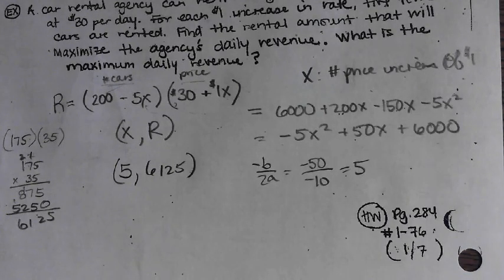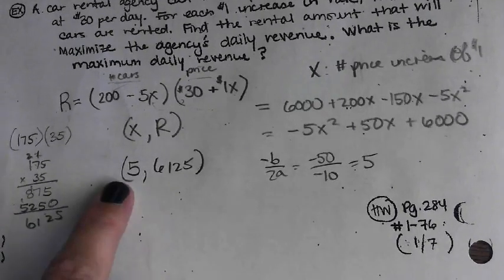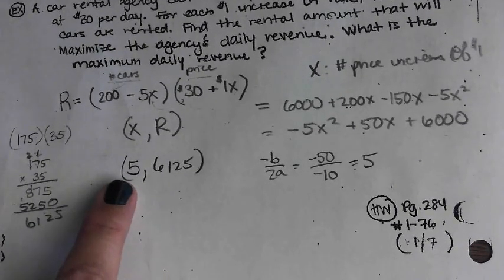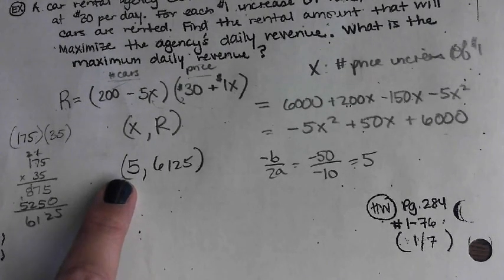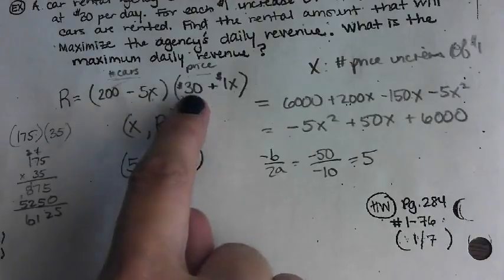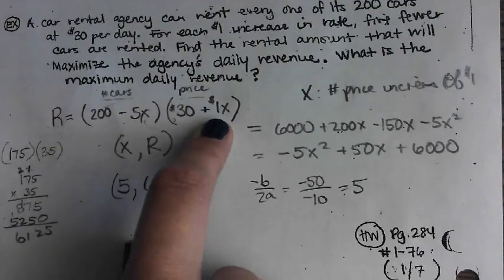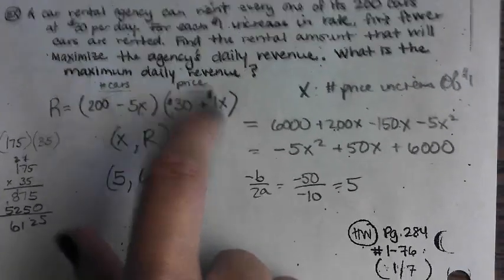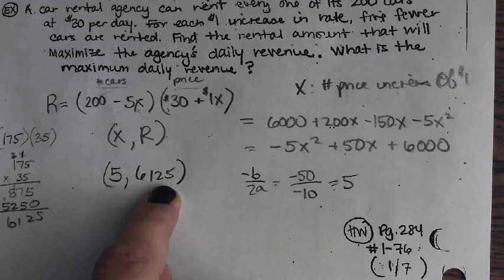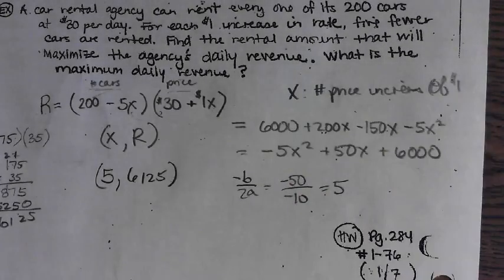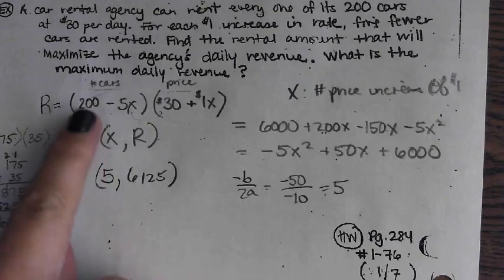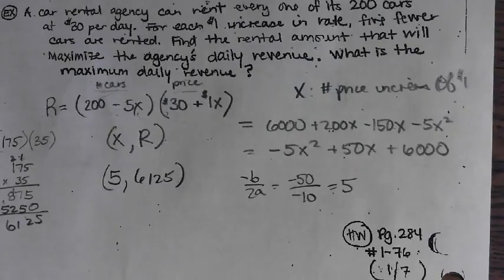So to answer the question, find the rental amount. Well, if there are 5 price increases, and this is where I'd have people say, oh, the rental amount needs to be 5. No, right? That's where they lose track of what everything means. There's 5 price increases, which means the rental amount is $35. And they also ask for what the revenue would be in that case, which is the $6,125. If they had asked how many cars you would need to rent, then you'd plug into the number of cars section and you'd get 175. So 175 cars at $35 gives you a revenue of $6,125. Okay.